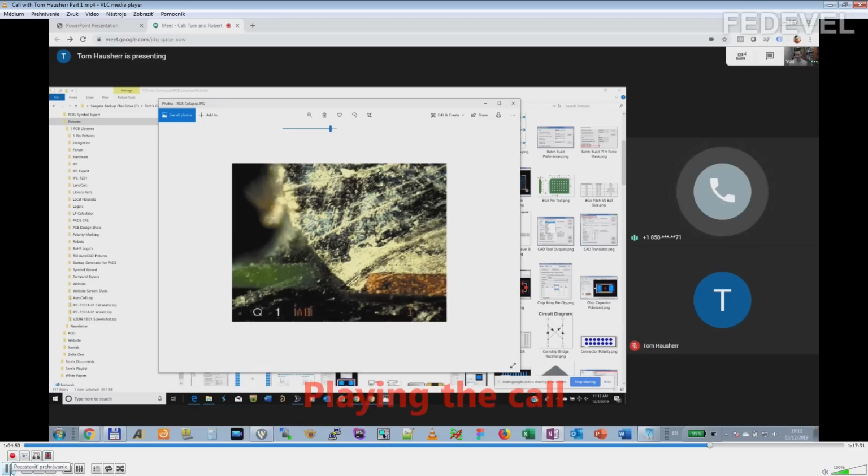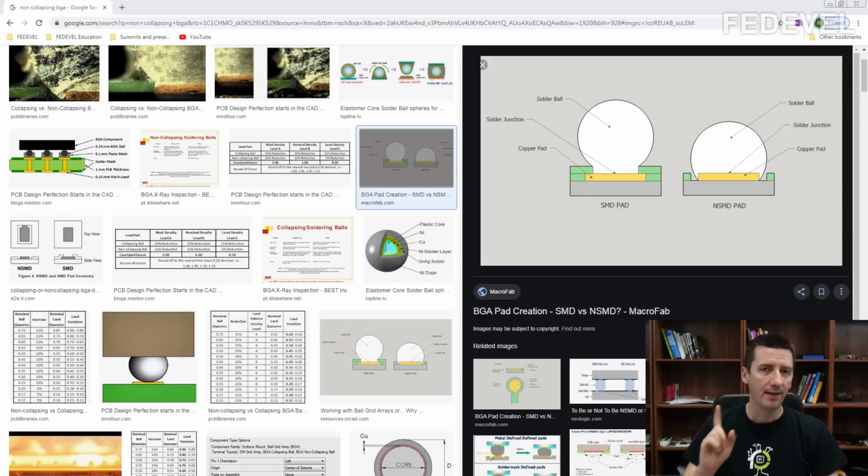Okay, so you're adding additional strength to the pre-preg pad combination. This was quite interesting for me, and I searched for some pictures about collapsible and non-collapsible balls. So this is the picture that Tom had. It is from his company, PCB Libraries, and you can see also this picture.